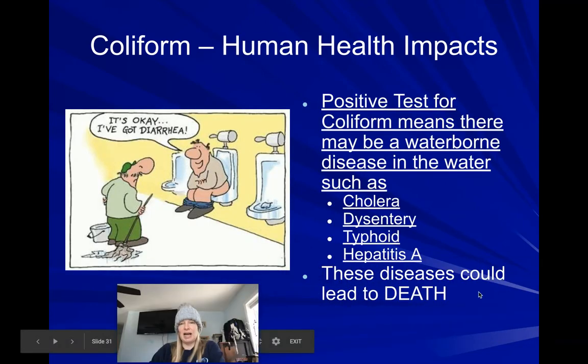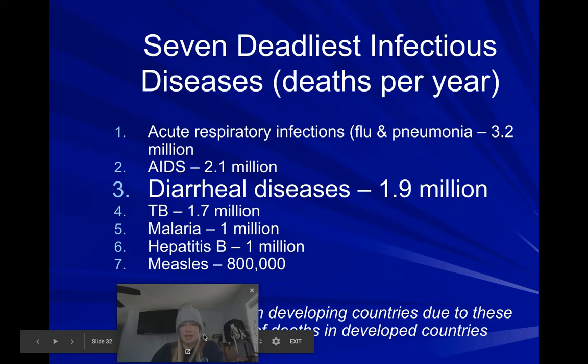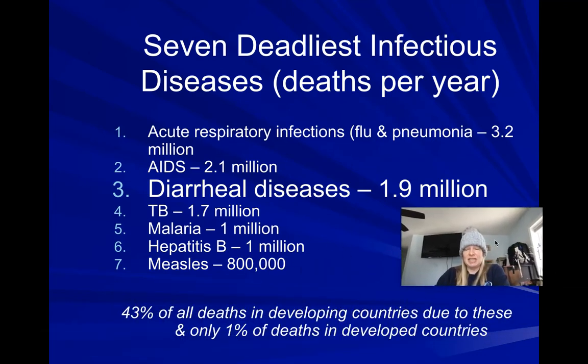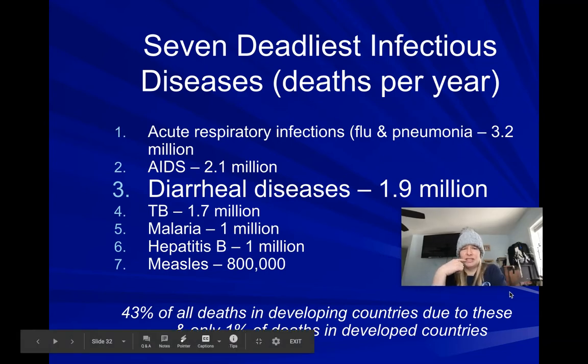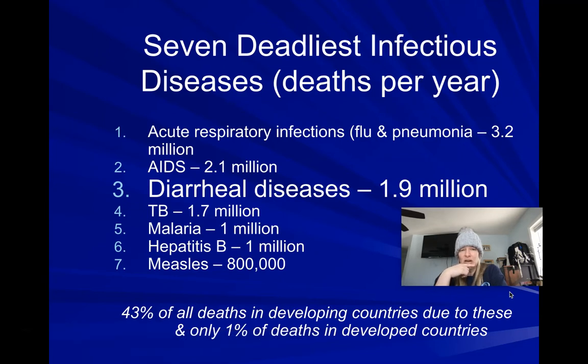As humans, if there's a positive test for coliform, it means there may be a waterborne disease in the water, such as cholera, dysentery, typhoid, or hepatitis A. It doesn't guarantee it, but those diseases could lead to death for people. In developed countries, people don't tend to think about this as much, but here is a list of the deadliest diseases. This is actually a little bit dated now. I believe diarrheal disease has gone down to about eighth place now. But I'm sorry, this is of infectious diseases, not all causes of death.